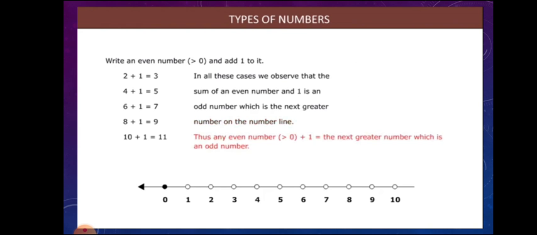2, 4, 6, 8, 10, these all are even numbers. When we add 1 to it, then the answer will become an odd number. Okay.